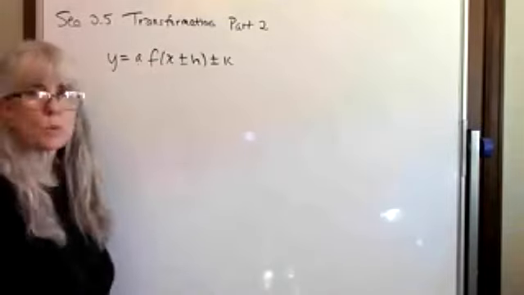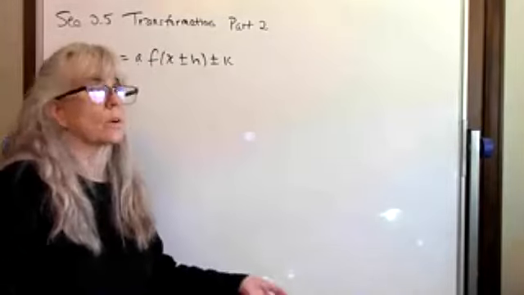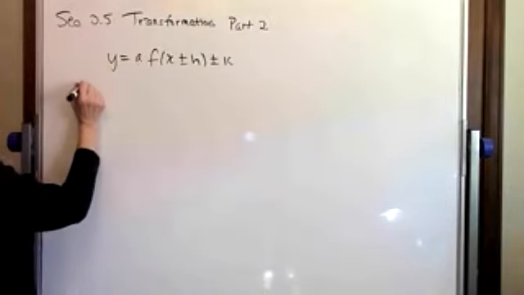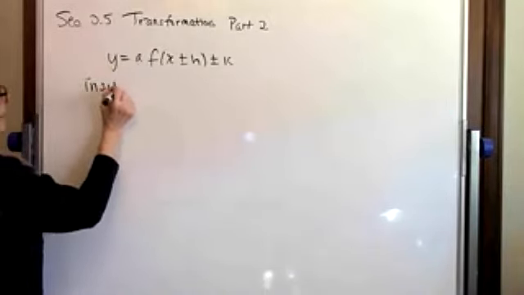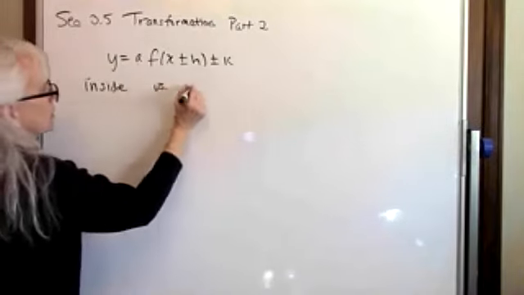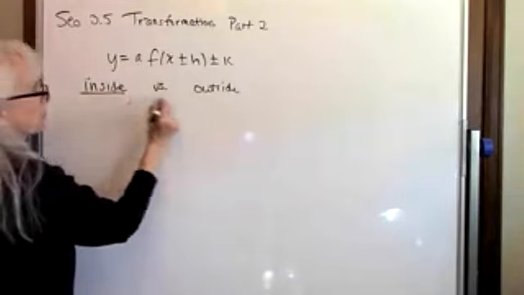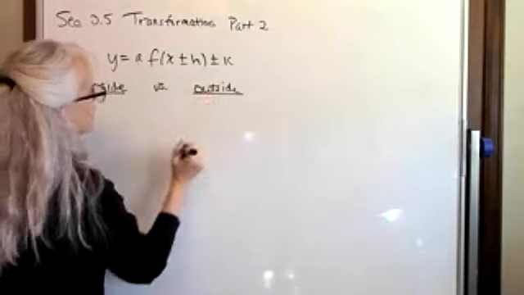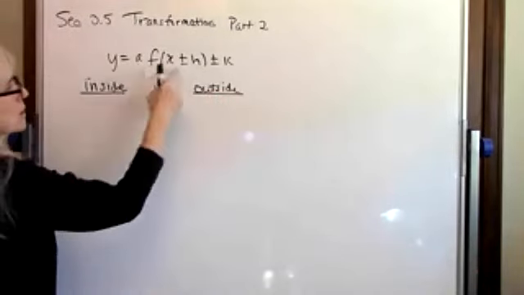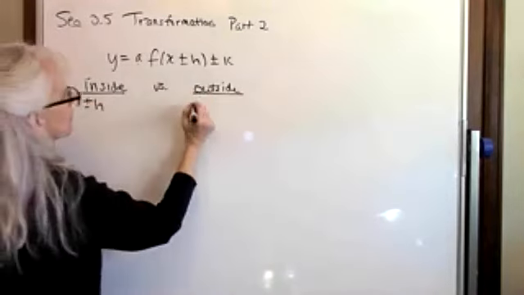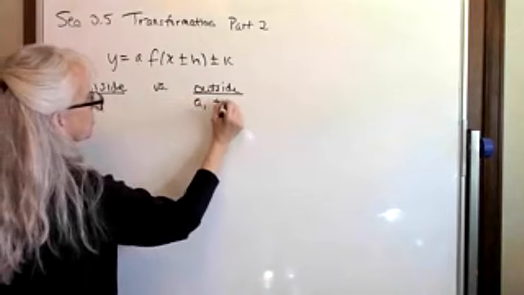This could be x squared, x cubed, the absolute value of x, or any one of those. So what we're going to talk about is what happens if the change is inside versus outside. I'm summarizing that table a little more concisely than the book does. When we look at this, the changes on the inside are this plus or minus h. The changes on the outside are the a, and then the plus or minus k.